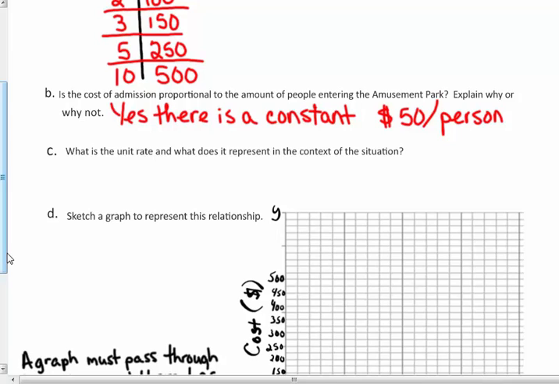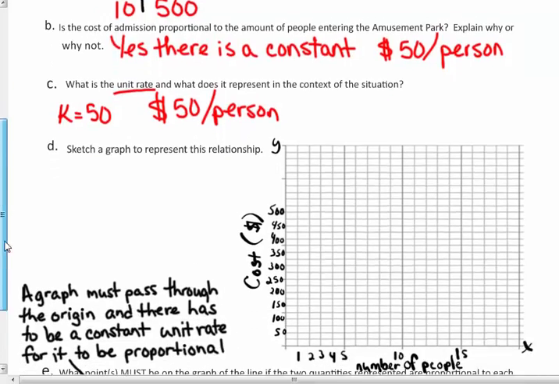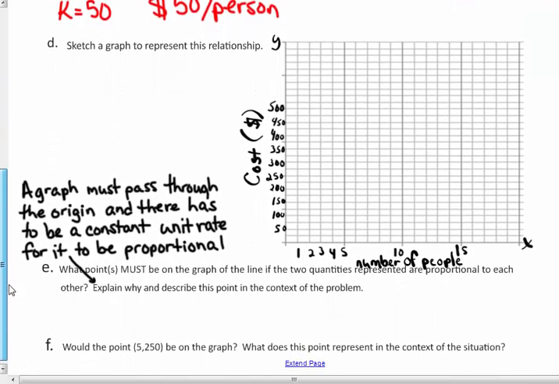What is the unit rate? I just figured that out right here. And what does it represent in the context of this situation? The unit rate, K equals 50. It's $50 per person. Well, that was easy. $50 per person. Already answered that question. Letter D, sketch a graph to represent this relationship.